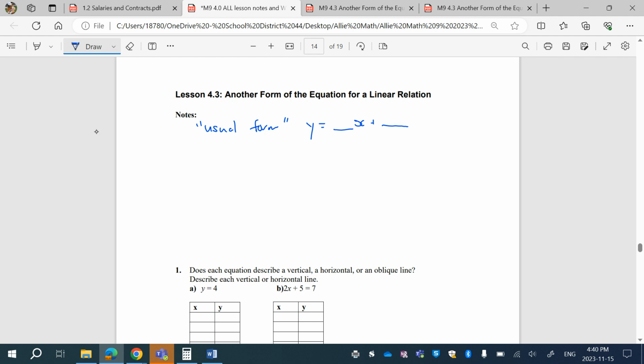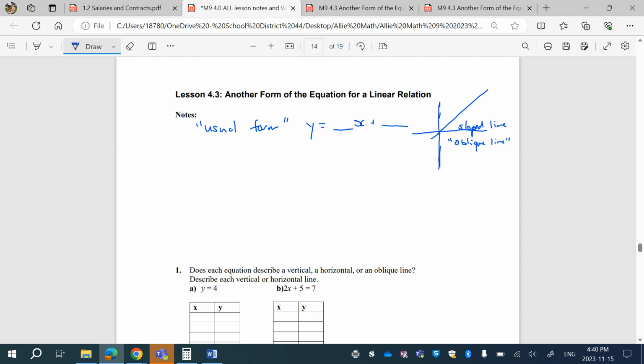We've been looking at what we can call a sloped line. You might also see it called an oblique line. So if this is our x-axis and our y-axis, we've been seeing sloped lines.